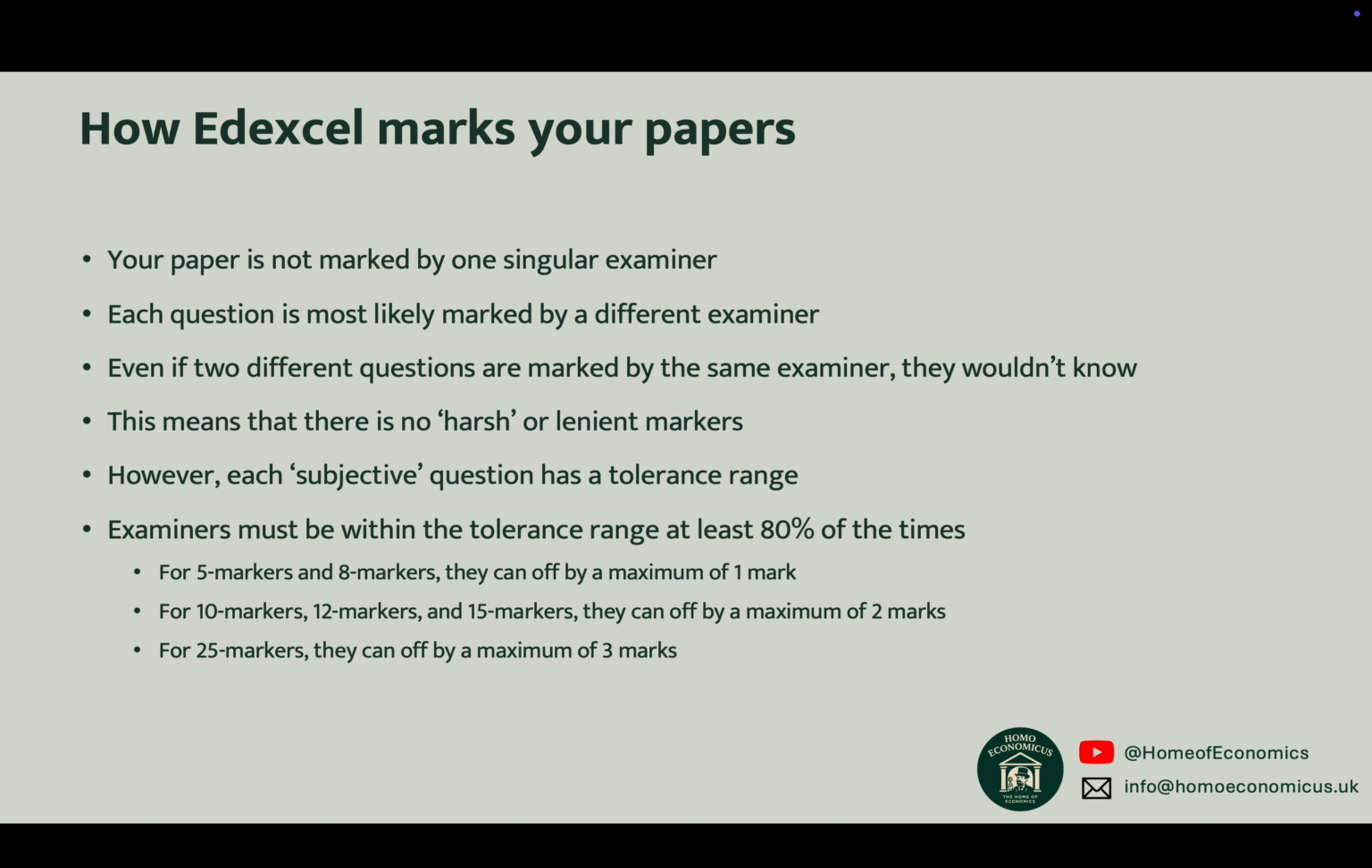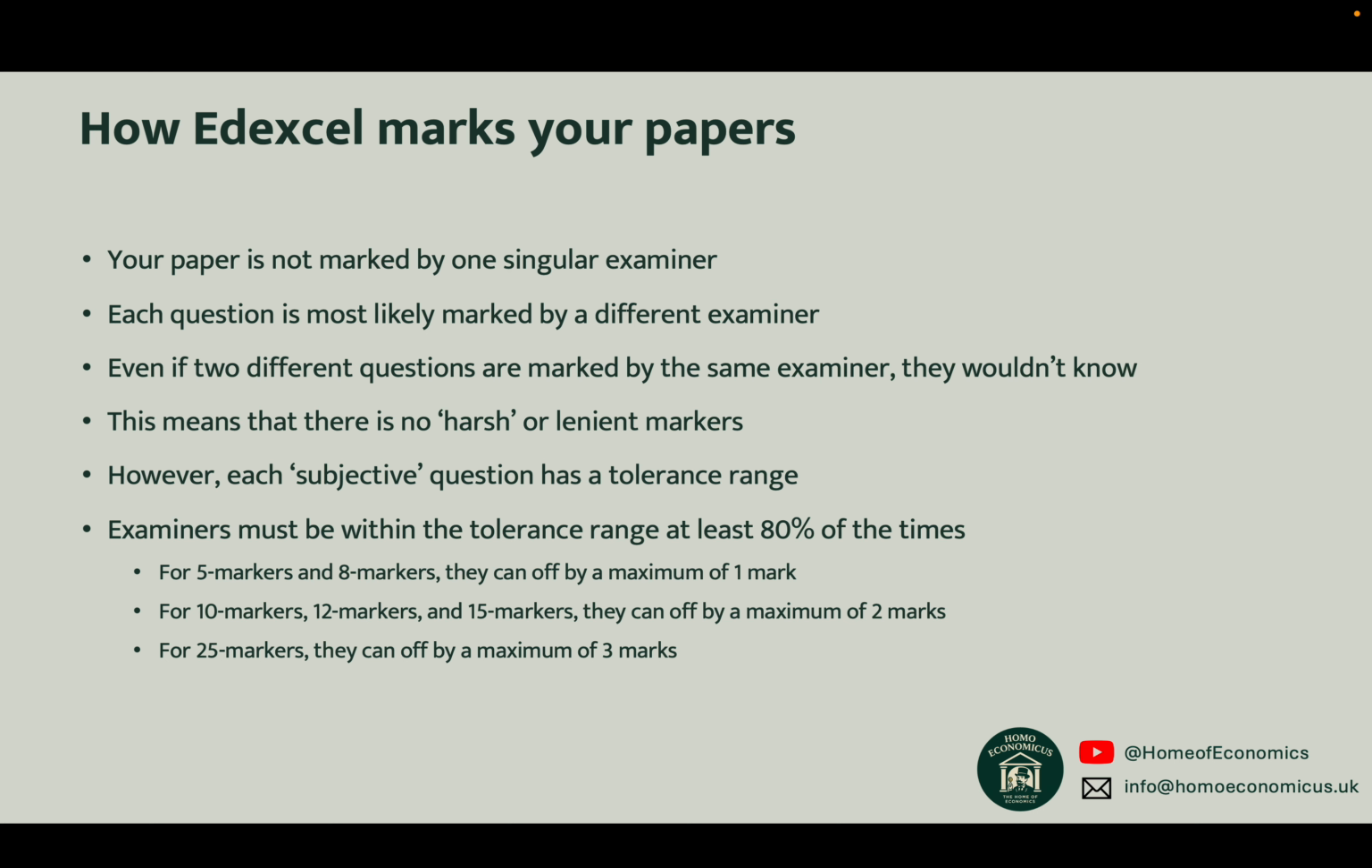So for 5 markers and 8 markers, there is a leeway of 1 mark. So examiners are allowed to be off by 1 mark, and that will still be within tolerance. That will pass that 80% threshold that examiners have to meet. For 10 markers, 12 markers, and 15 markers, they can be off by 2 marks, and for 25 markers, they can be off by 3 marks.